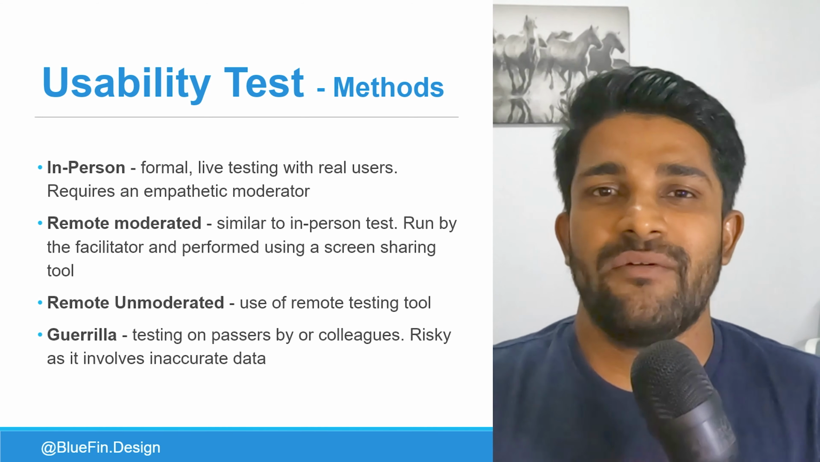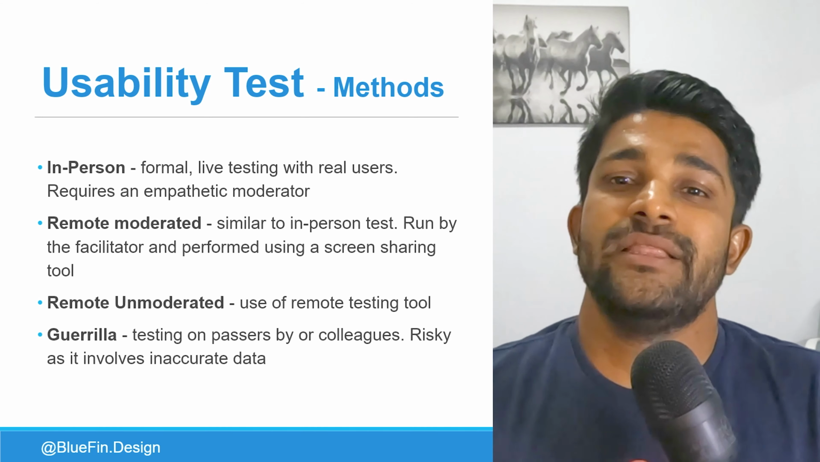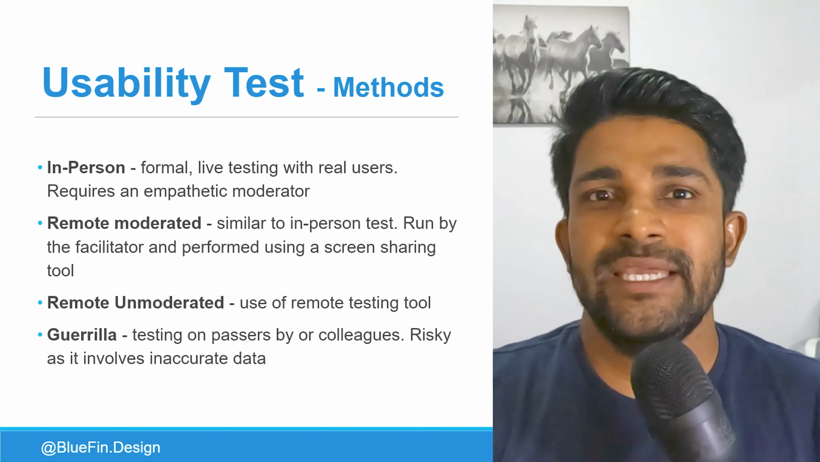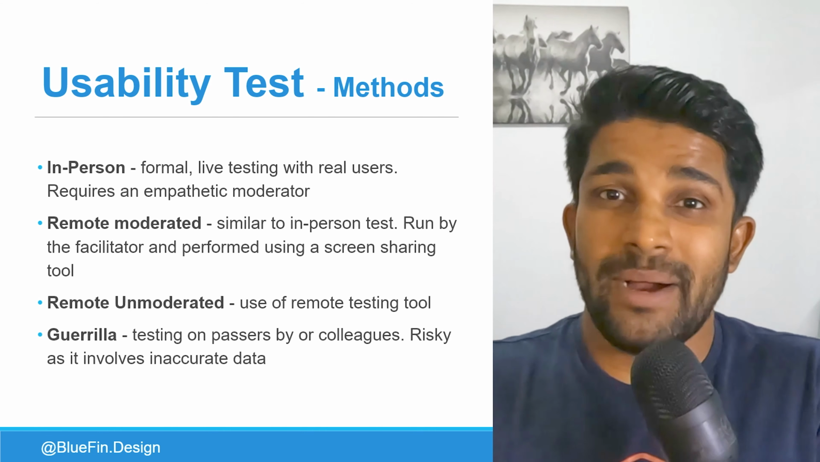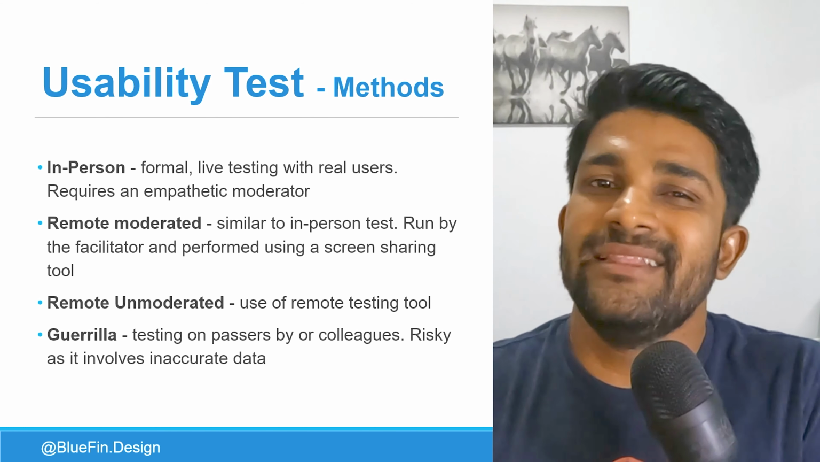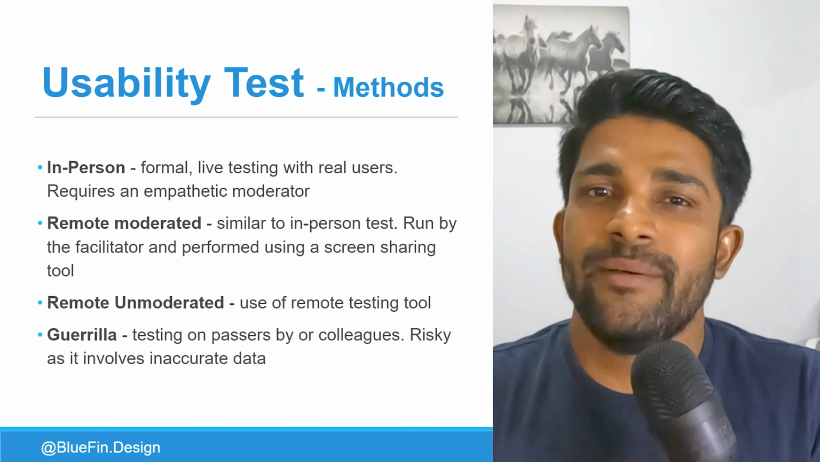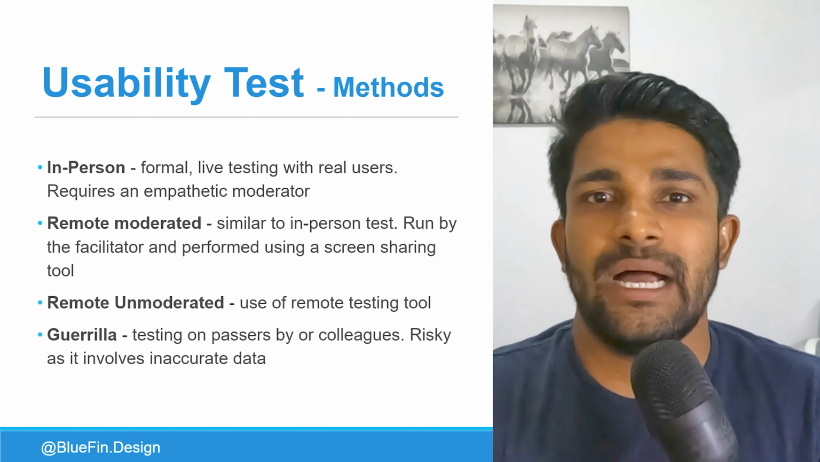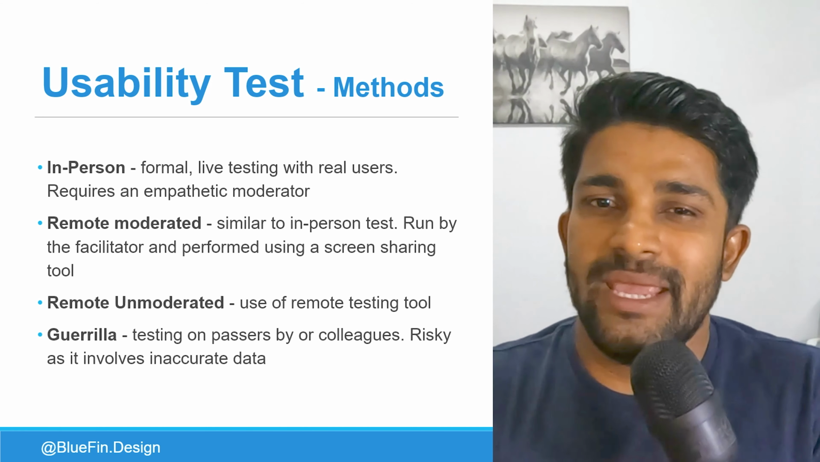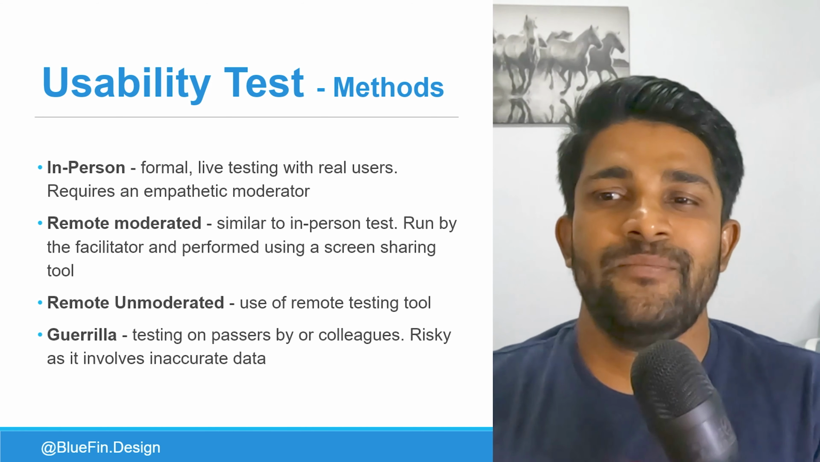The third type of usability test method is the remote but unmoderated, wherein you give certain tools to the participant and they test your product in their own time using a remote testing tool or any other similar method.